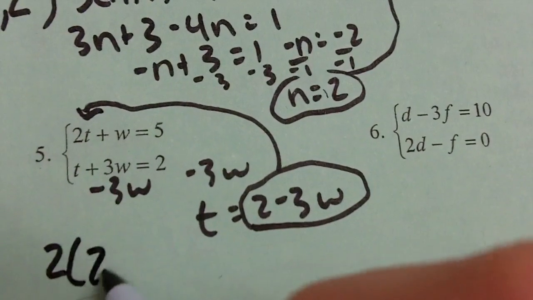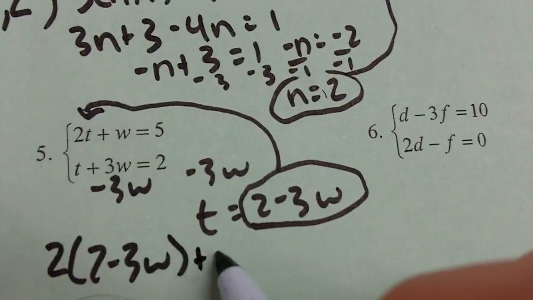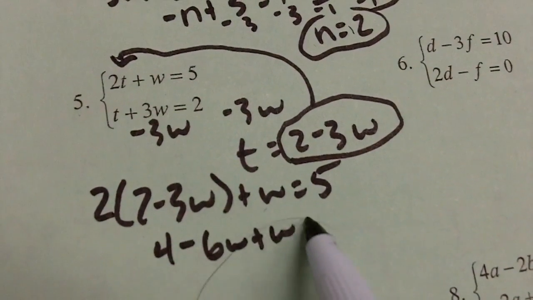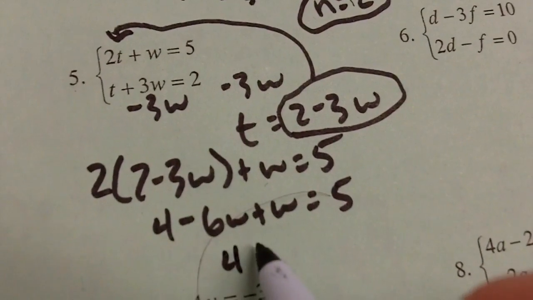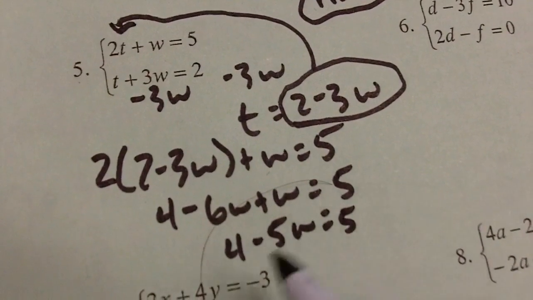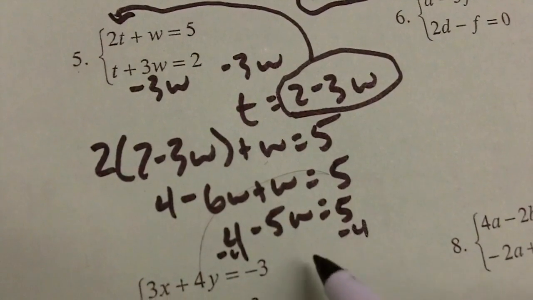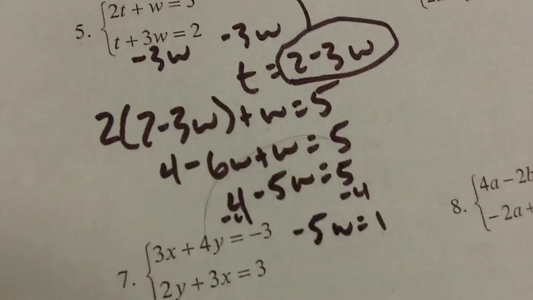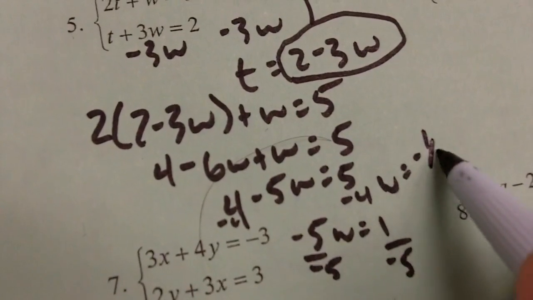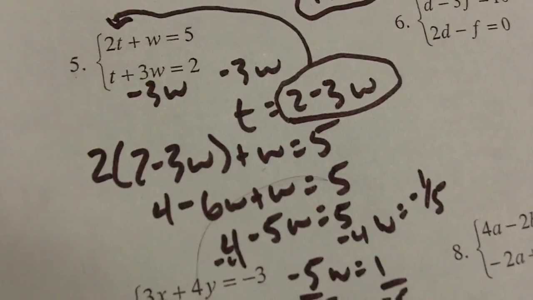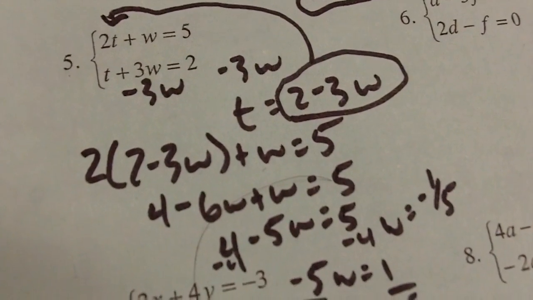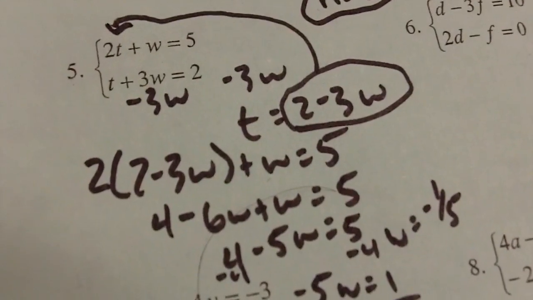So I can go 2 times 2 minus 3w, because that was t, plus w equals 5. I get 4 minus 6w plus w equals 5. I get 4 minus 5w equals 5. Subtract 4 from both sides. Negative 5w equals 1. Divide by negative 5. w equals negative 1/5. Which isn't the greatest. We're not a huge fan of getting things to work out like that. But if that's the way it works, then that's the way it works.